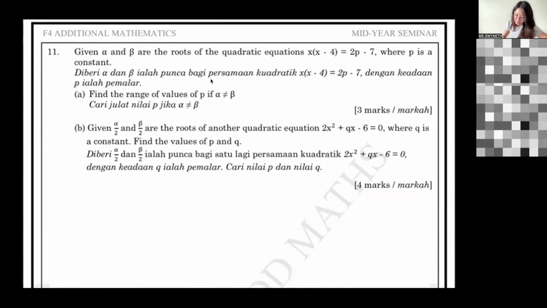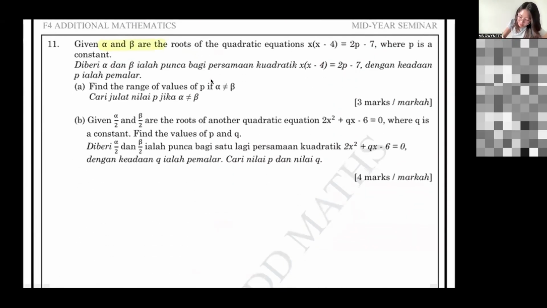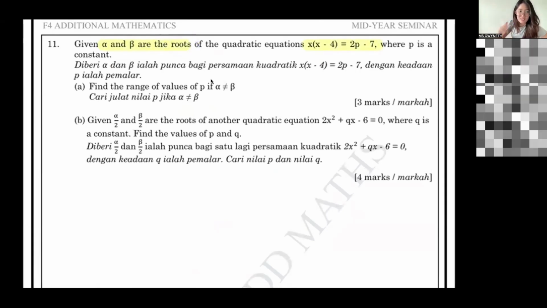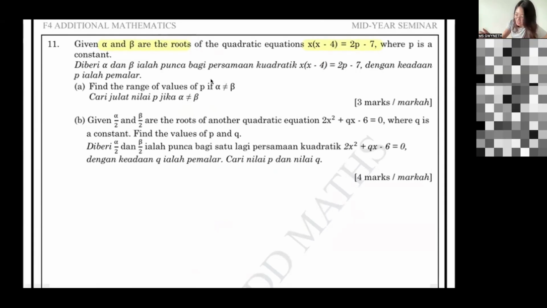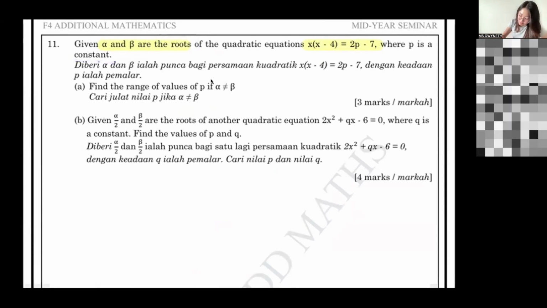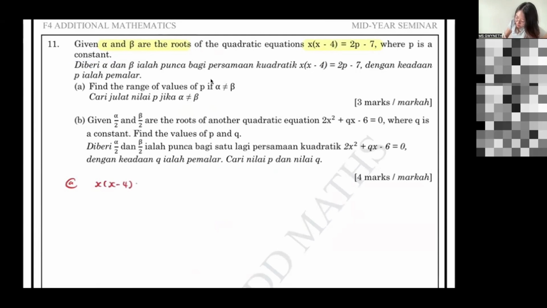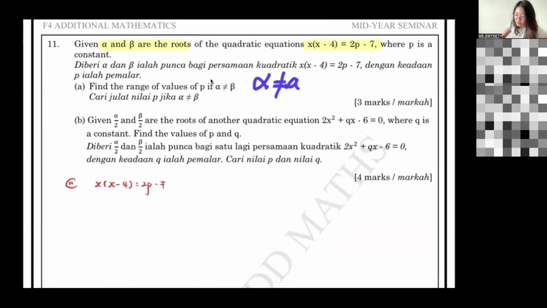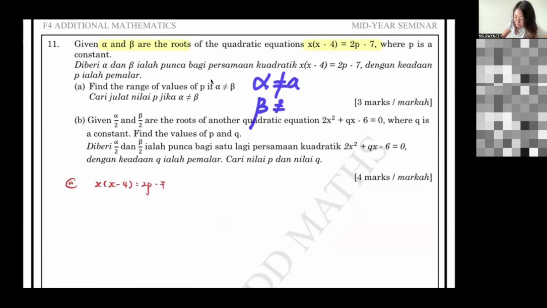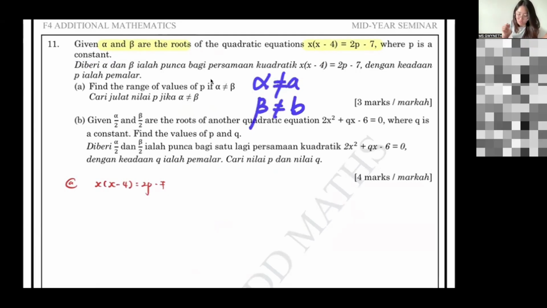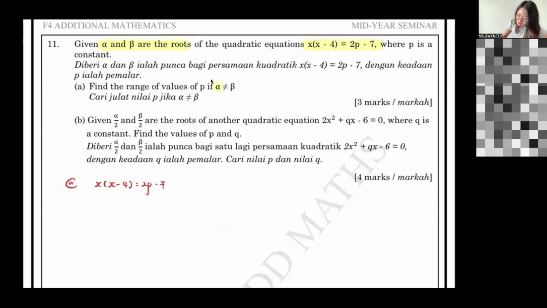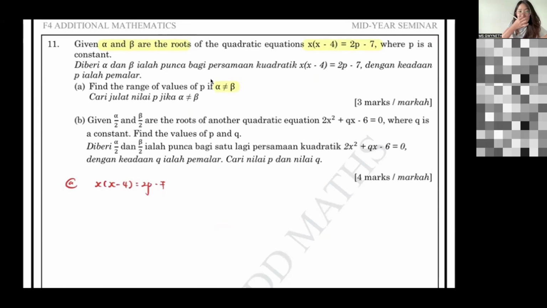Next question, 11. Okay, now. Alpha and beta are the roots of the quadratic equation. Now, everybody, when the question provides you roots, this is the time where you need to use SOR and POR. Where P is a constant, meaning P is just a number. Now, find the range of values of P when alpha is not equal to beta. Now, everybody, one thing: alpha is not A. You cannot write A as alpha. Alpha means alpha, beta means beta. Beta is not B. So you just follow the question, you write the symbol. Okay, copy sahaja. Find the range of values of P when alpha does not equal beta. Any idea what to do for this?